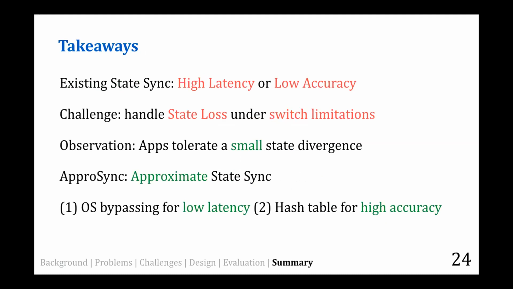In summary, this paper targets the problem of state synchronization in programmable networks, including high latency in switch OS and low accuracy in traffic mirroring. We face the challenge of handling state loss entirely in the switch ASIC. To this end, we first present our observation that most network management applications tolerate a small error or state divergence during state synchronization. Motivated by our observation, we design ApproSync. ApproSync bypasses the switch OS to achieve low latency. For high accuracy, it uses an in-switch hash table that aggregates similar state updates to avoid state loss and bounds the application level error.